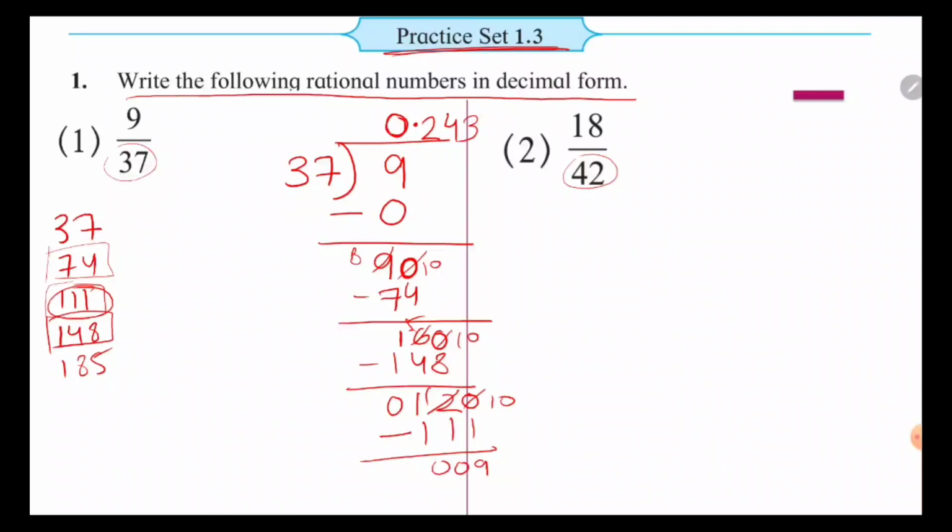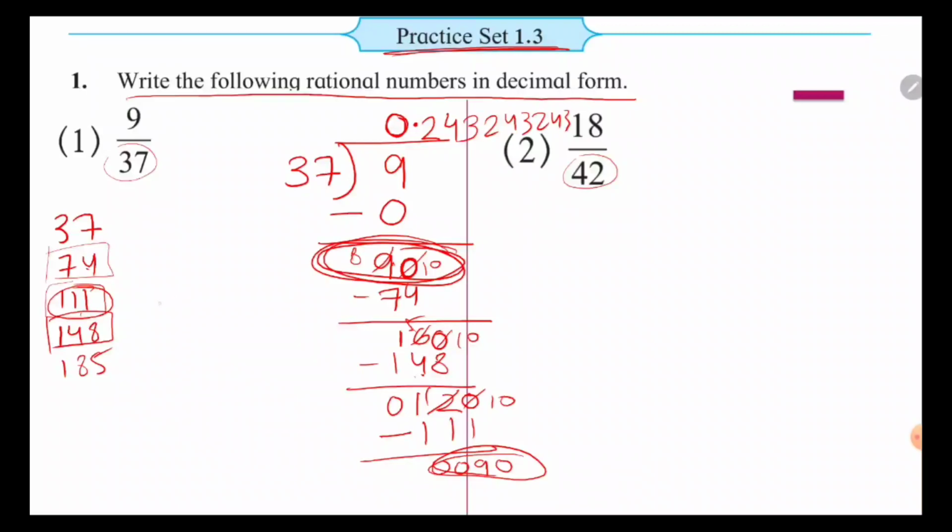Now you have to look carefully that here it was coming 90, and here also it is coming 90. So after this I will take the same things: 74, I will take 148, I will take 111. So after all these, this number is going to repeat itself. So I know here that after this also 243, all this will keep repeating.